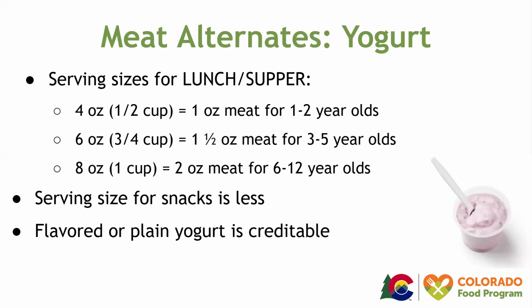So these are the serving sizes for lunch and supper. 4 ounces or 1/2 a cup is equal to 1 ounce of meat for 1 to 2-year-olds. So that's the serving size for them. 6 ounces is required for 3 to 5-year-olds. That's 1.5 ounces of meat. And then 8 ounces is required for your 6 to 12-year-olds to meet the 2 ounce meat requirement. Serving size for snack is a little bit less than those, but you can find that on our meal pattern. And you can serve flavored or plain yogurt. Both are creditable as long as they meet the sugar requirements, which I'll talk about later.